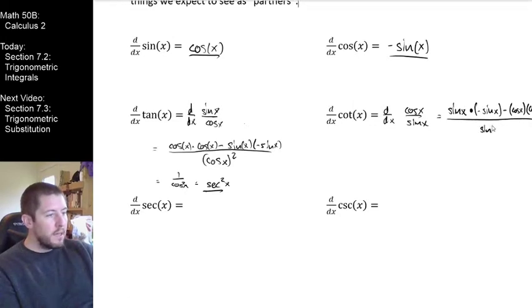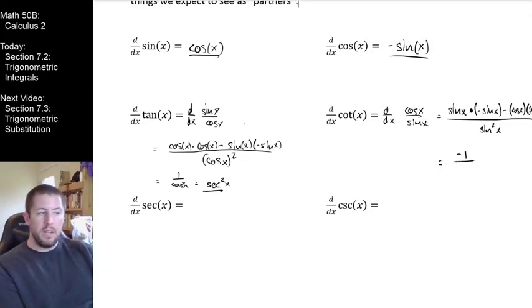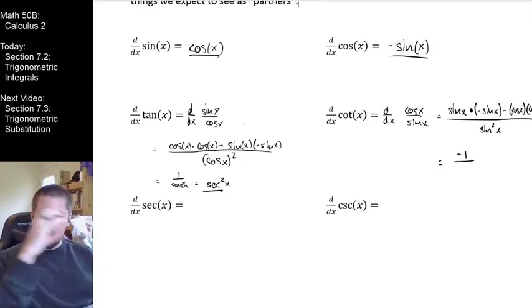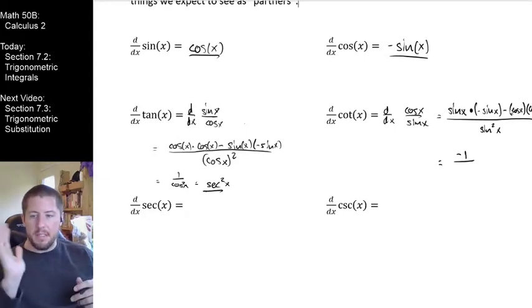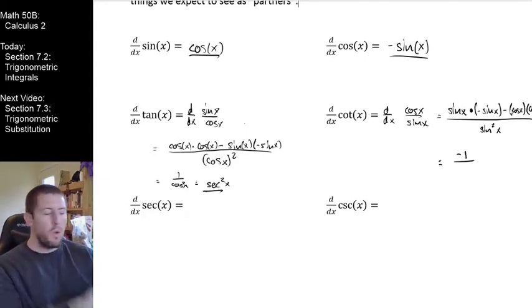That's going to be sine squared of x on the bottom. And it looks like here I'm getting negative sine squared minus cosine squared. So that's actually going to be a negative 1 on top. If you factor out the negative, that's negative times sine squared plus cosine squared, which is 1. So I'm getting a negative 1 in the numerator over sine squared on the bottom, and that's giving us negative cosecant squared.